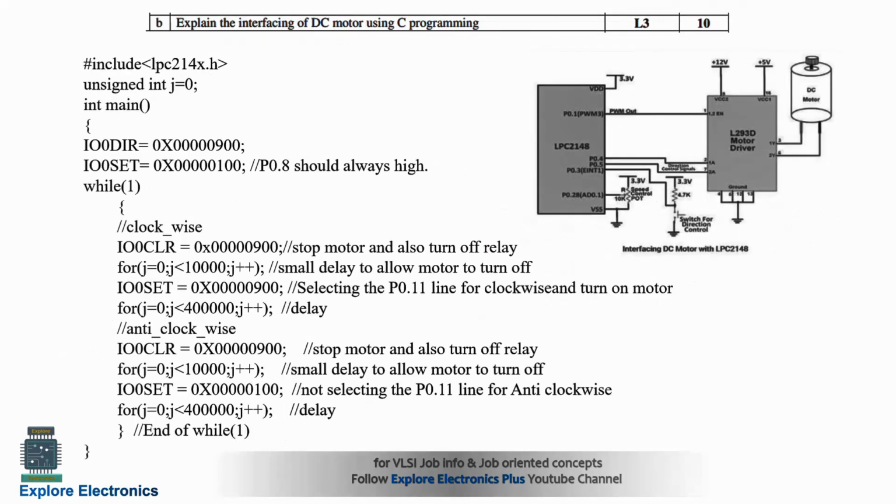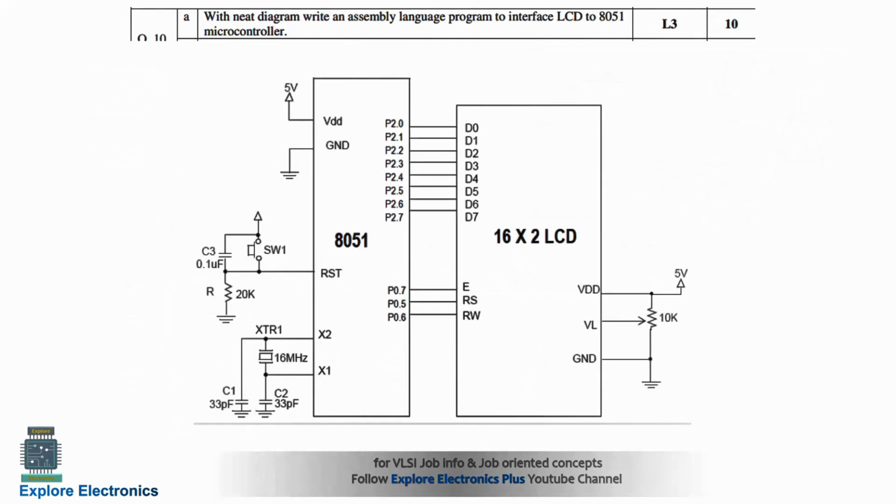And then we have another question. Explain the interfacing of DC motor using C programming. Here the C program is asked to interface a DC motor. Here also the DC motor needs to be connected through a motor driver to the microcontroller. These are the ports and the connections you can see. And this is the C program. Go through this. Comments are given here in detail for understanding purposes.